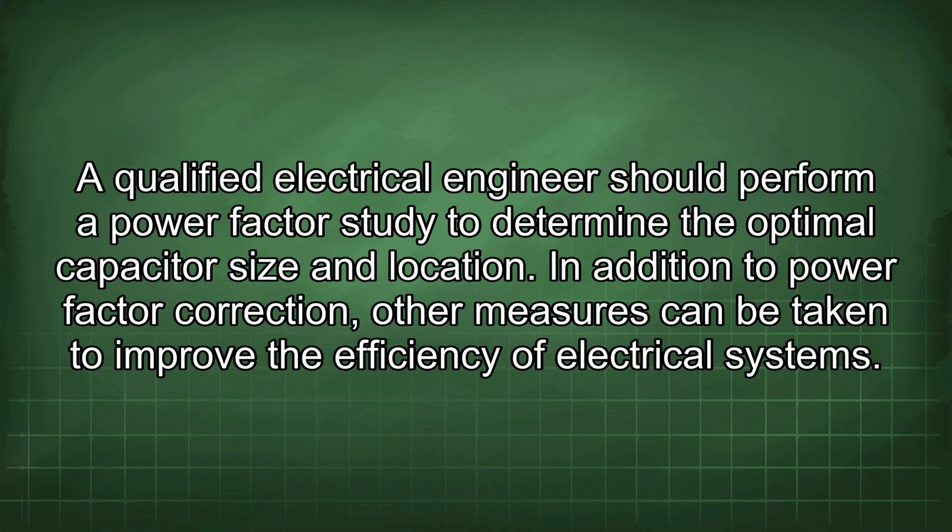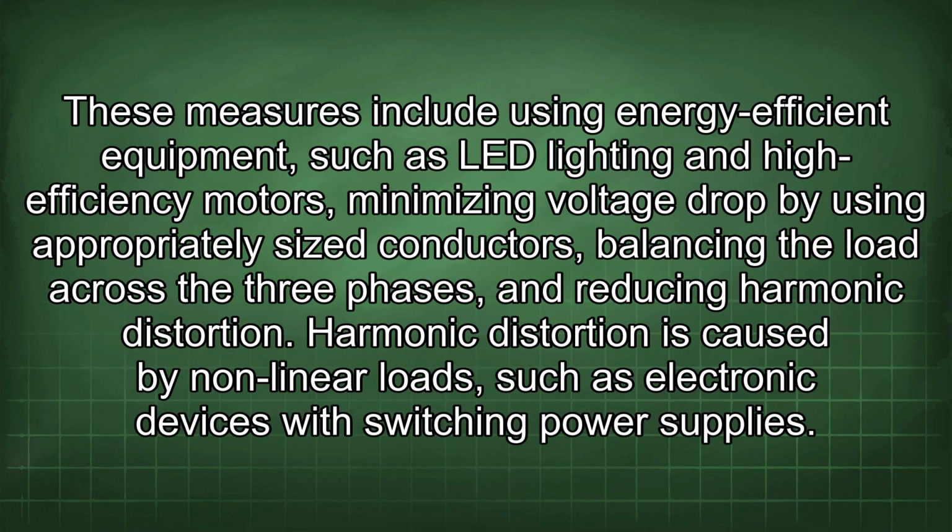In addition to power factor correction, other measures can be taken to improve the efficiency of electrical systems. These measures include using energy-efficient equipment, such as LED lighting and high-efficiency motors, minimizing voltage drop by using appropriately sized conductors, balancing the load across the three phases, and reducing harmonic distortion.